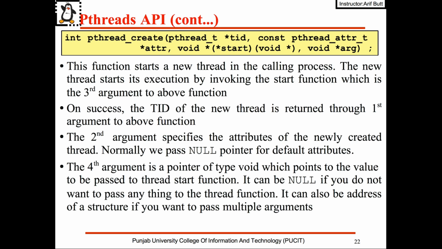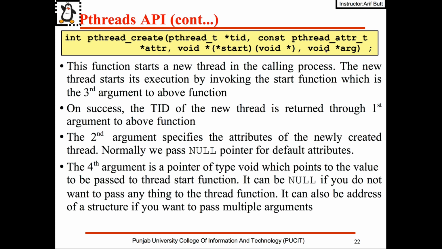On success, the thread ID of the new thread is returned in the first argument. The second argument is of type pthread_attr_t, and this is normally null because we normally go with the default attributes of the new thread. The third argument is actually the thread function, and this is the function which this thread is going to execute.